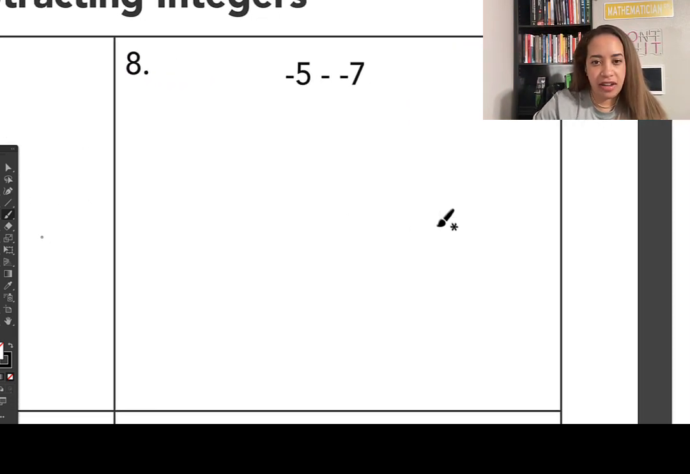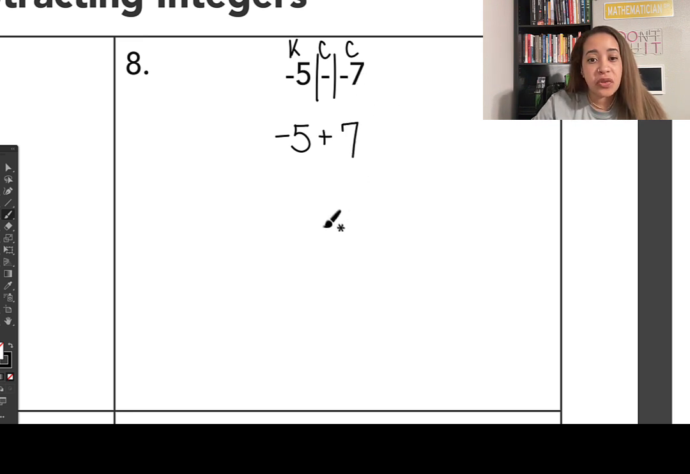Here is number 8. We see subtraction, so we always say keep, change, change. We keep the negative 5, change from a minus to a plus, and change from a negative 7 to a positive 7. So now we see an addition problem, and I need to take a closer look at the signs. I see that we have different signs. We've got a negative plus a positive. So we can say different signs subtract. We are taking 7 minus 5, and we get 2.